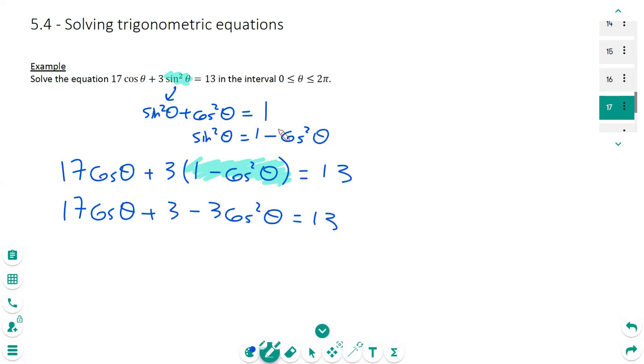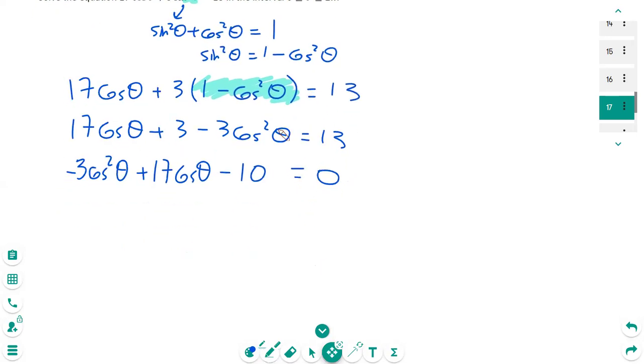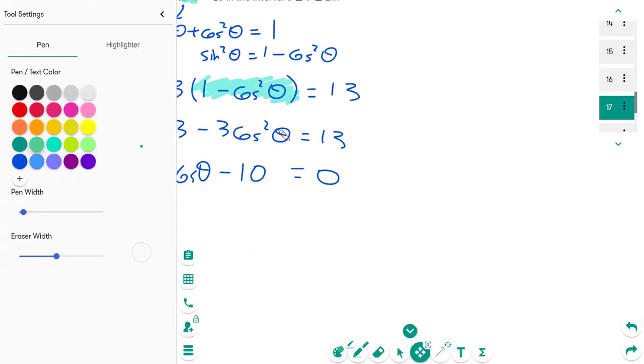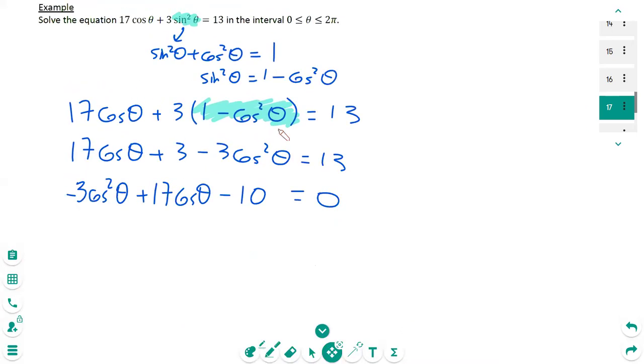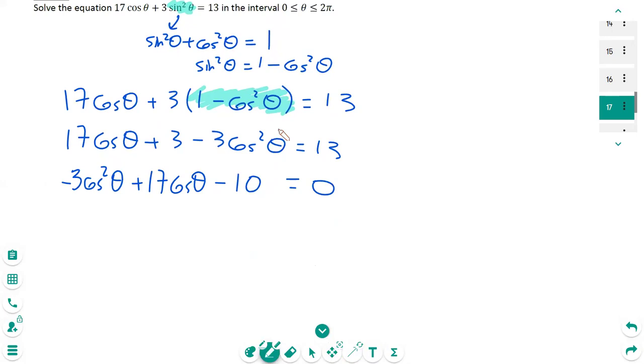Make it look a bit neater. So I'll put negative 3 cos squared theta plus 17 cos theta. Bring the 13 over, becomes minus 10 equals 0. Or you could change the signs into 3 cos squared theta minus 17 cos theta plus 10 equals 0. But it doesn't matter, because we've got a calculator to rely on. This is a disguised quadratic, so you can put some middle steps in here if you prefer. You can let y be cos theta and make it into minus 3y squared plus 17y minus 10 equals 0. But I'm not going that way.